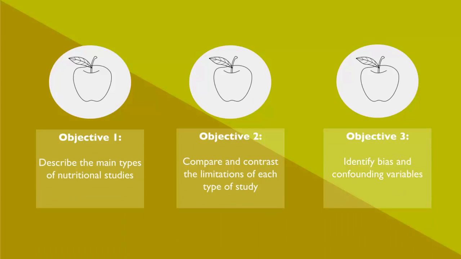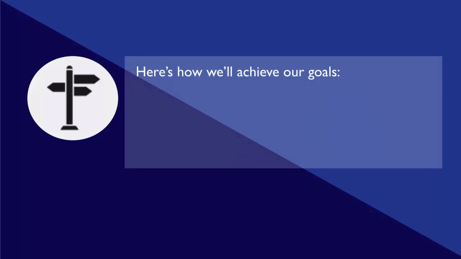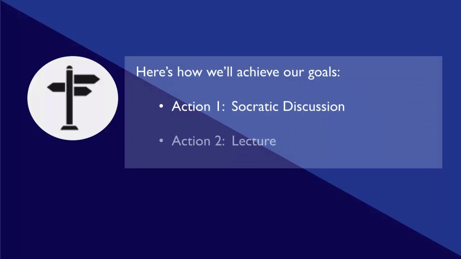At the end of this lesson, students should be able to describe the main types of nutritional studies, compare and contrast the limitations of each study type, and identify bias and confounding variables. We'll achieve these goals by having a Socratic discussion and lecture with the students.